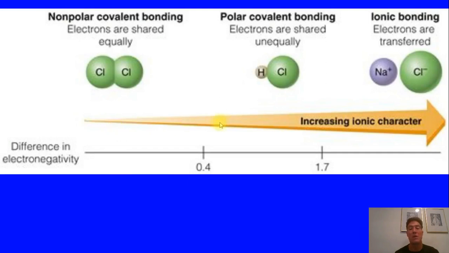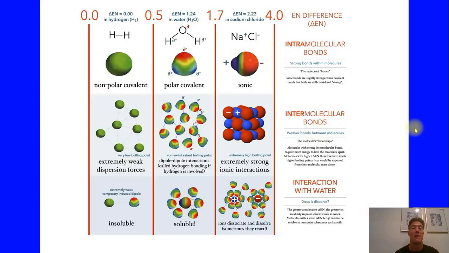So this is just showing the increasing ionic character as you move from a low difference in electronegativity to a high difference in electronegativity. Again, you can see this chart says 0.5 to 1.7. So somewhere around 0.4 to about 1.8 is your breakdown. Don't get too hung up on the exact number.